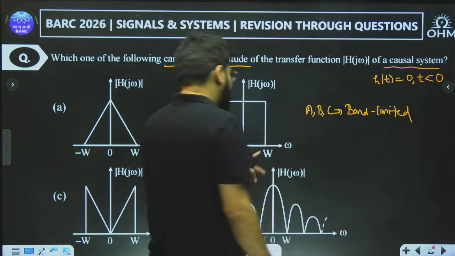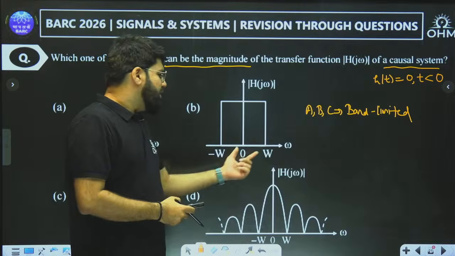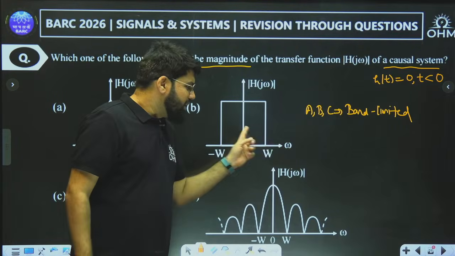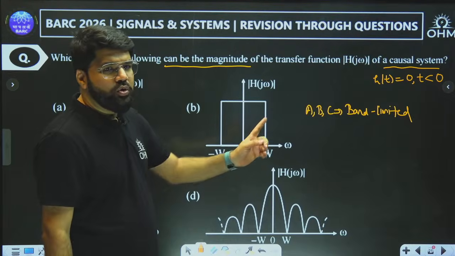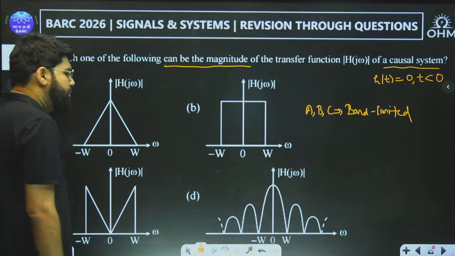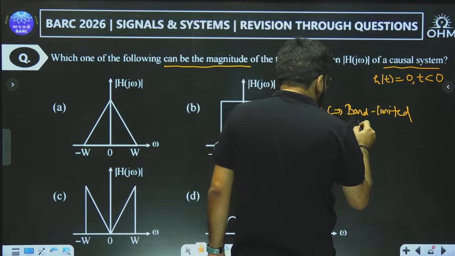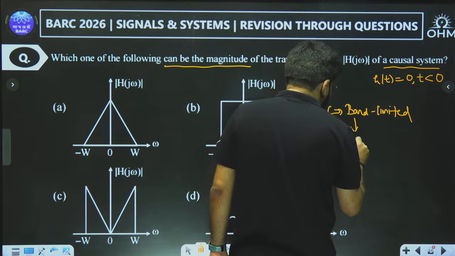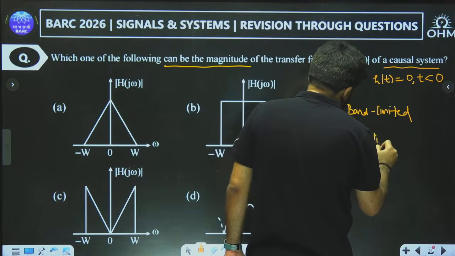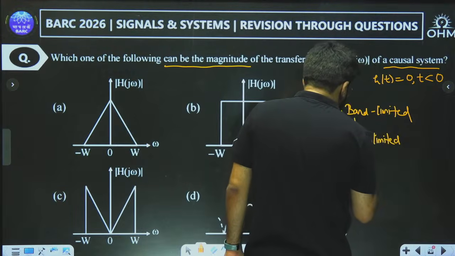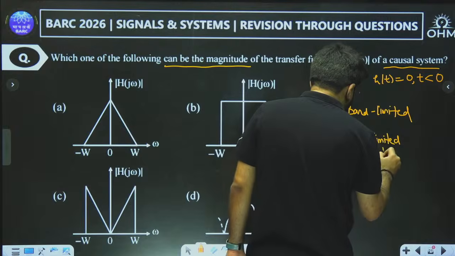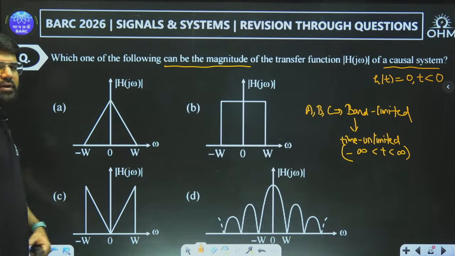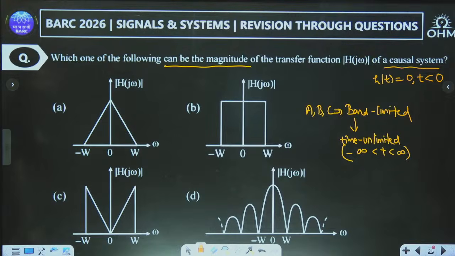What is band limited? When they have a finite frequency band, it does not go to infinity on the omega axis. A, B, C are band limited, but a Fourier transform is band limited when the signal in the time domain is time unlimited. Time unlimited means the signal is defined for all times, minus infinity to infinity in general.